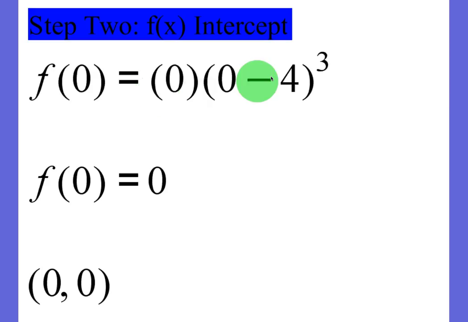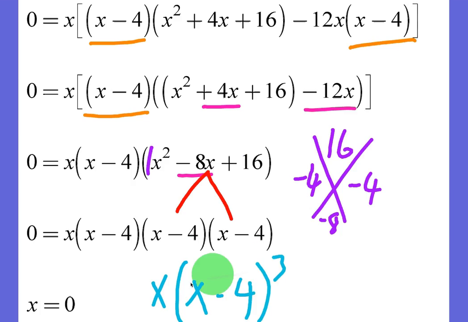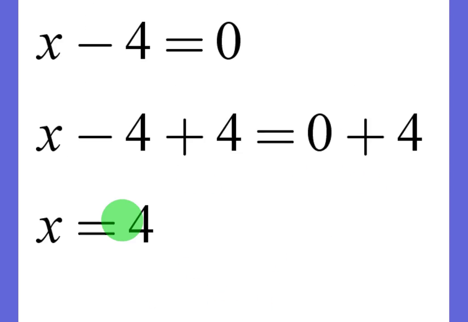I'm just going to plug this into the factored form already. So x times x minus 4 cubed. It's the same thing as the original function. And we get 0, 0. So 0, 0 will be our y-intercept. And once again, we have an x-intercept at 0 and one at 4. Okay?